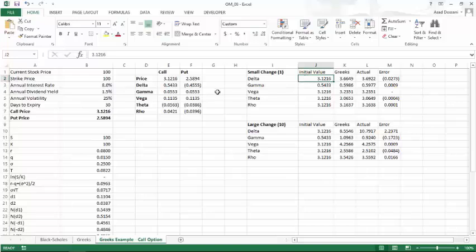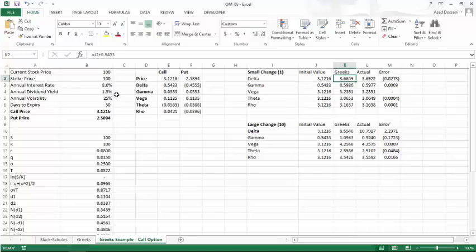Now, the delta is 0.5433. So according to the Greeks approximation, if the stock price goes up by 1, the new option price should be this 3.1216 plus the value of delta, which is 0.5433.